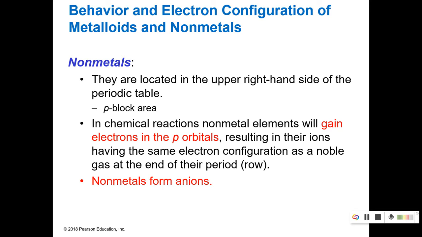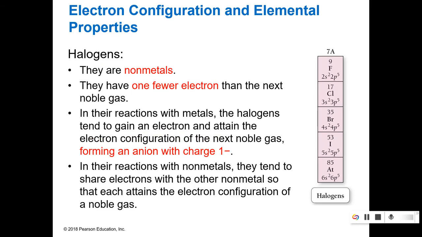Nonmetals, those are to the right of the metalloids. They're going to gain electrons. And remember, nonmetals are going to form anions because they're gaining those electrons. Halogens are the first nonmetal group we're going to talk about besides the noble gases. Really, this is the only other named group we're going to discuss. They are all nonmetals. They will have one less electron than a noble gas. So what's going to happen to them is when they're in a reaction, they're going to try to gain that extra electron. And when they do that, they form anions of a -1 charge.